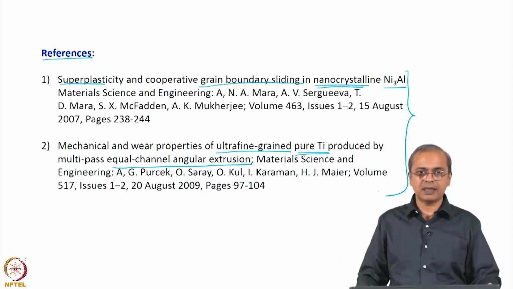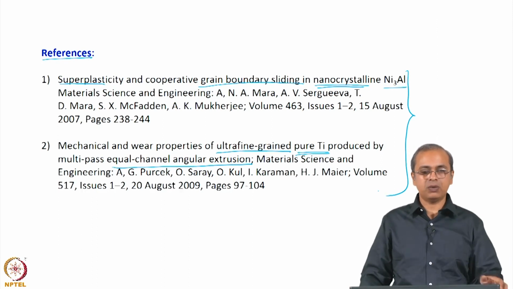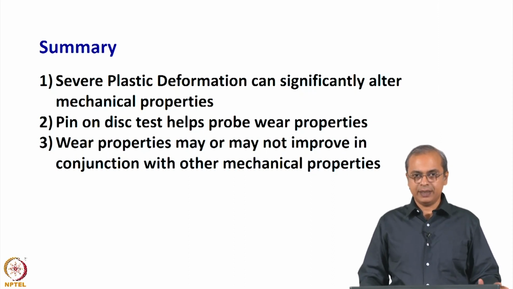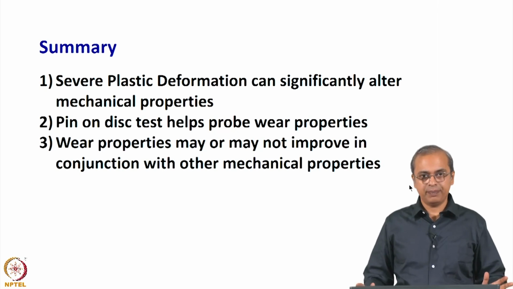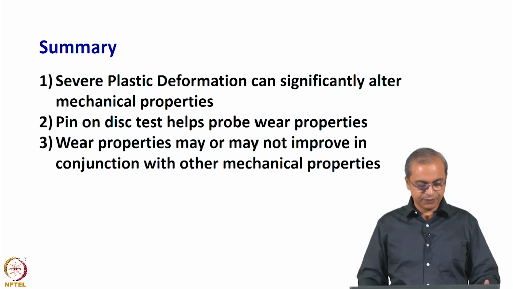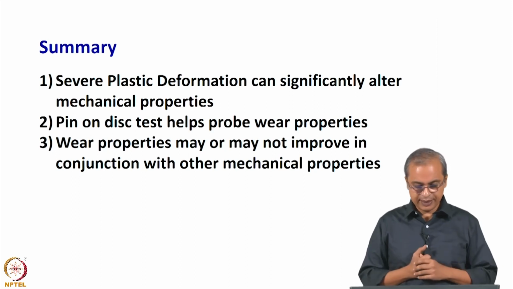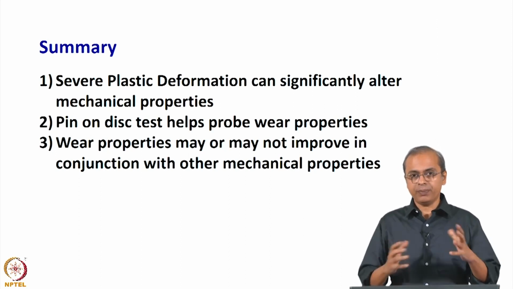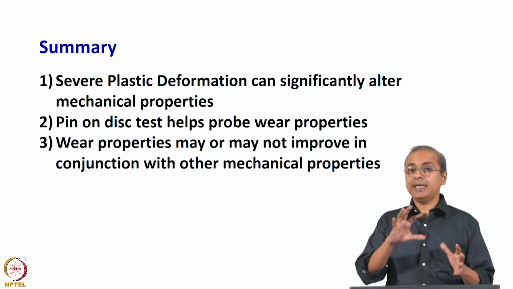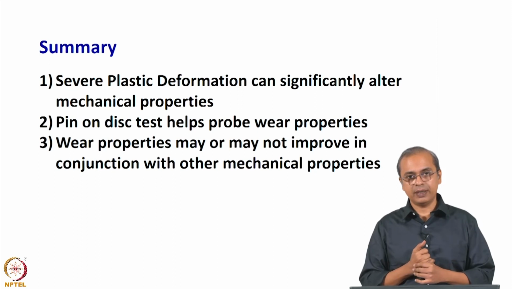Going forward, we will look at other properties and similarly look at the impact of the nanoscale on those properties. In summary, we have seen what severe plastic deformation can do, and that it can significantly alter mechanical properties, and we saw that in the two different discussions we had. The pin on disk test is a very useful test to gauge wear properties, and wear properties may or may not improve in conjunction with other mechanical properties. So, we need to understand the interplay between these properties to fully understand why it has improved in some cases and why it has not improved in other cases.